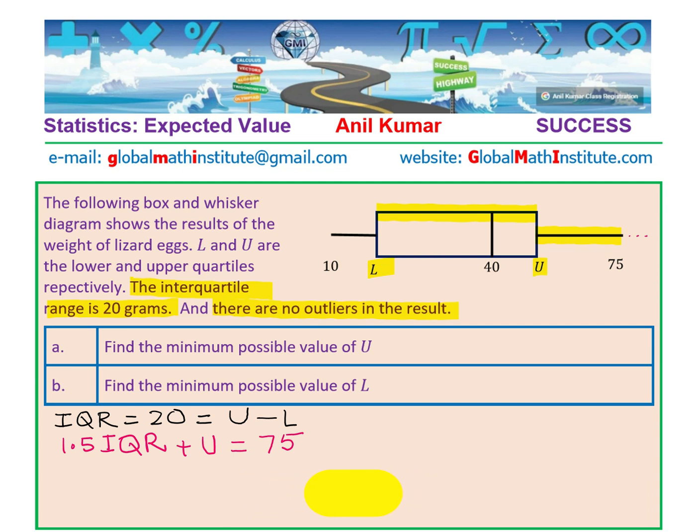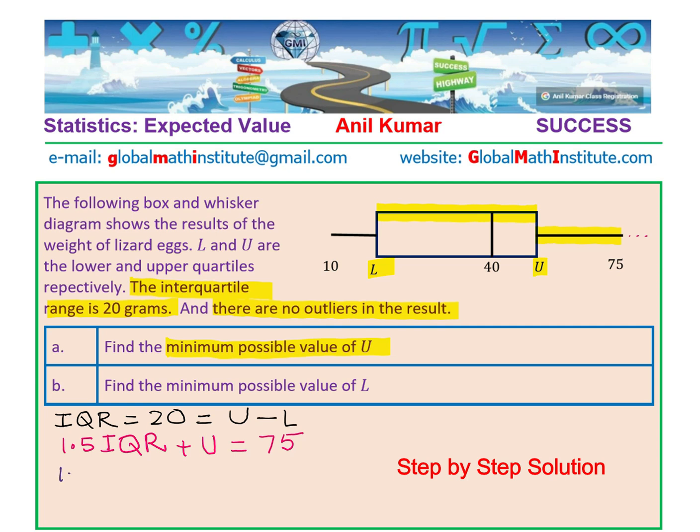So it satisfies the other condition also, that minimum possible value of U. Very important to understand. I mean, there could be 80 which will pass as not being an outlier. But from the given information, it is 75, right? So now it is simple. We can solve this particular equation.